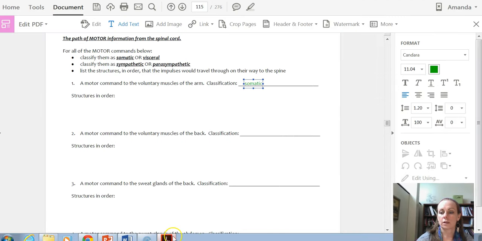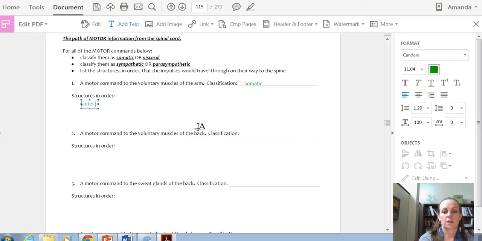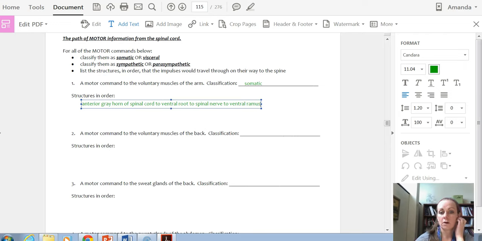And so we will list the structures in order, which are going to be starting with the anterior gray horn of the spinal cord. We then go to the ventral root, to the spinal nerve, and then to the ventral ramus. Because remember, arms and legs are always supplied by the ventral ramus.